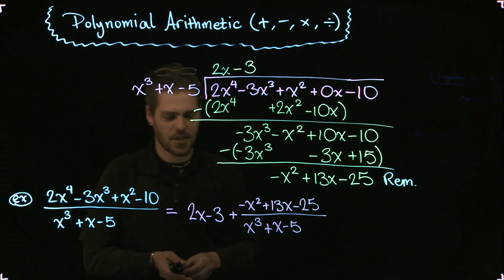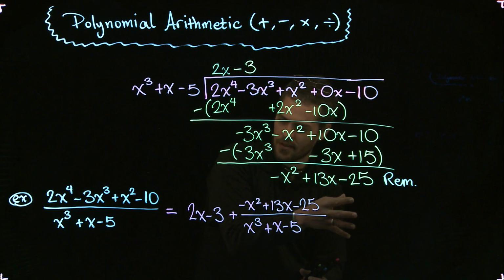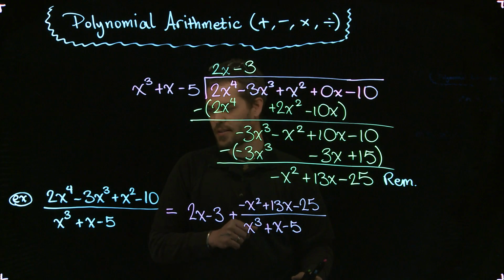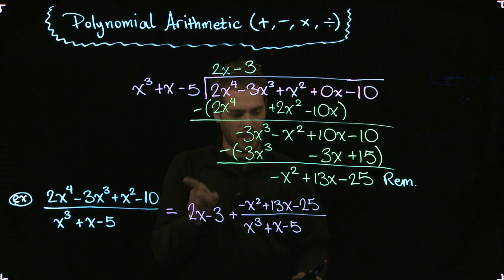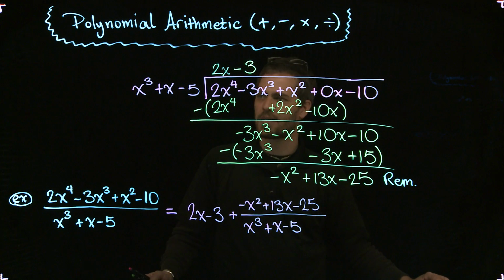And again, the way to check is if I multiply this divisor by all of this stuff over here, I should get the numerator, the dividend. So give that a shot, check it out, and thanks for watching this. Thanks for watching me erase and do some work with polynomials.